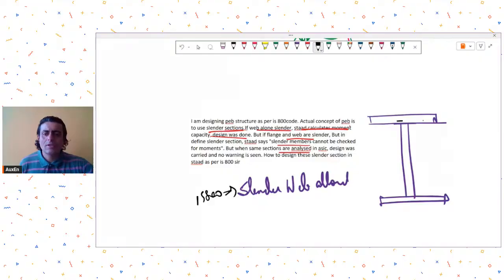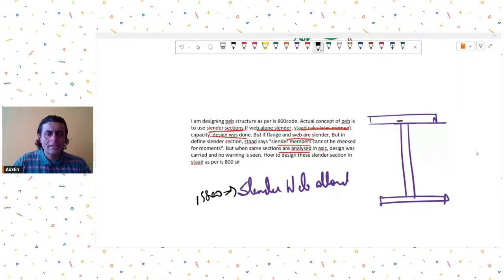How is the issue of slender webs considered in the calculation? We ignore the webs from all our moment calculations. Okay, so that is how IS 800 considers the use of slender webs.